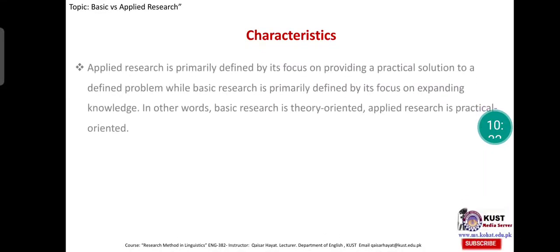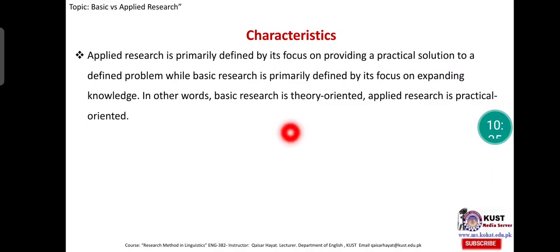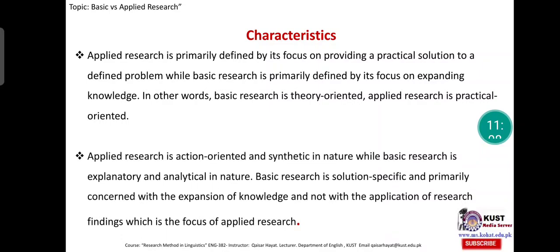Now, after these two areas, let's see some characteristics. Applied research is primarily defined by its focus on providing a practical solution to a defined problem, while basic research is primarily defined by its focus on expanding knowledge. In other words, basic research is theory oriented, applied research is practice oriented. In basic research the theoretical framework is tested, checked and increased, but applied research is practically oriented, and the practical solution is sorted out.